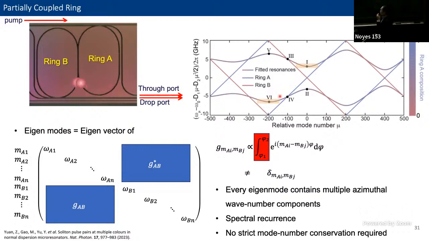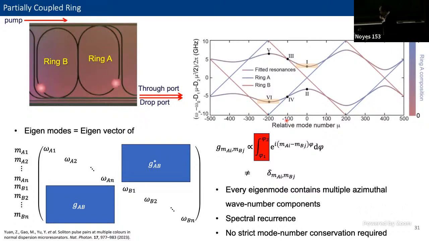and you will be able to have a spectral recurrence, and this spectral recurrence is set by the free spectral range difference between the two resonators. In our case, we designed this free spectral range difference to be 0.5%, which means the period of this spectral recurrence is about 200 mode numbers.